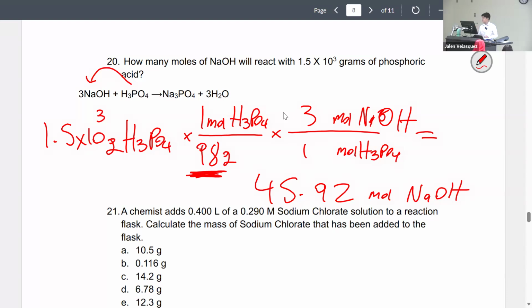For H3PO4, right? Hydrogen is 1 times 3 plus the mass of phosphorus, which I think is like 32, I don't know what P is off the top of my head, plus 16 times 4. So you can just get that from the periodic table. Okay.